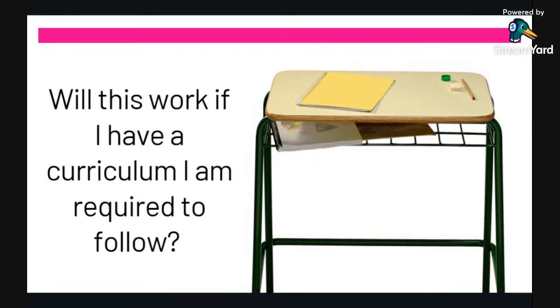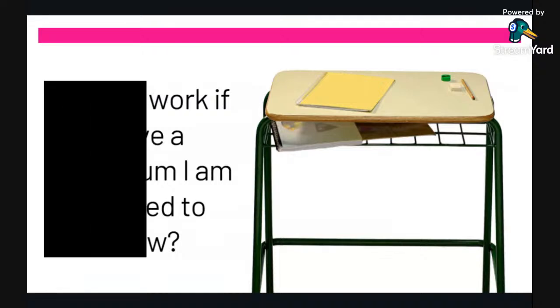Will this course work if I have a curriculum I'm required to follow? Yes, absolutely. The point is not to say, here's a topic you're teaching and here's how you're going to teach it in order. That's not what this course is. So we're not trying to take the place of your curriculum. This course is instruction on how students learn math, how they gain new skills, how they build their number sense, how facts are acquired. So you'll be able to put this lens and this understanding on top of whatever curriculum or whatever lessons you're using.